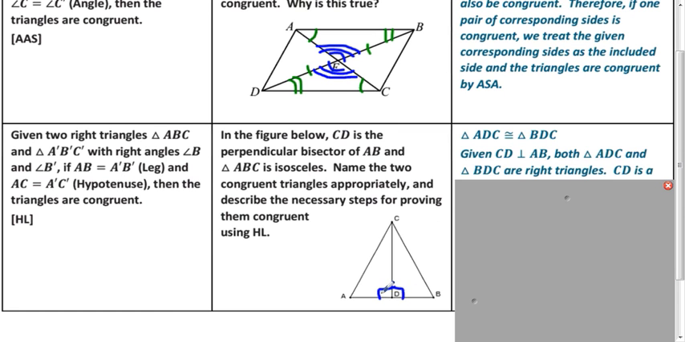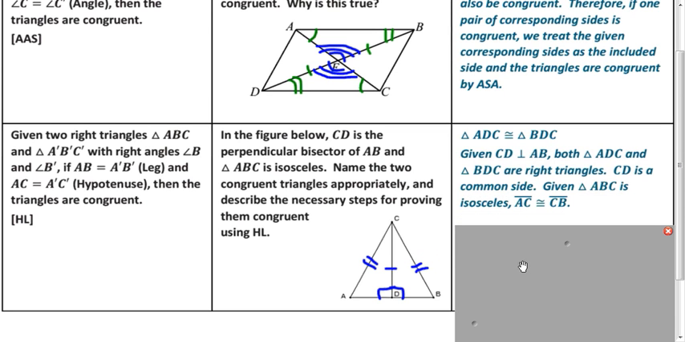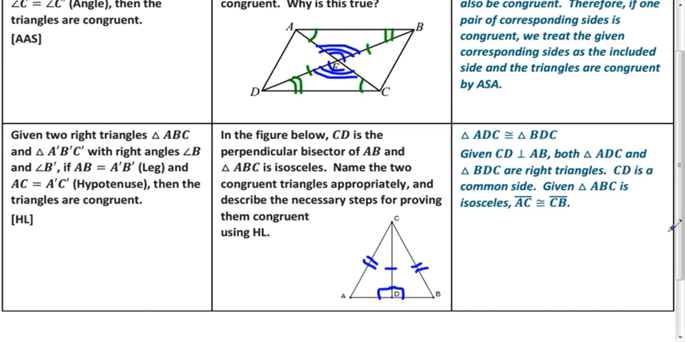Okay, now we need legs and hypotenuse congruent. Well, CD is in both of them, so that's the reflexive property. That's a pair of legs. And we know that it's isosceles, so the legs have to be congruent. They really should have said that C is the vertex angle. That's what it intended here. So these two are congruent. So there we go. Then we would have hypotenuse leg satisfied.